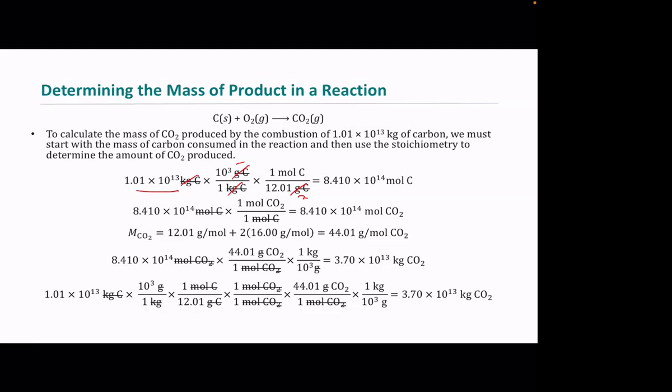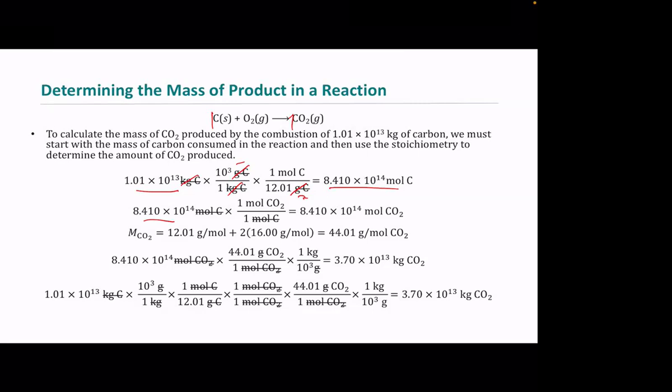Now we're going to do moles of A to moles of B. That number is just coming down here. I'm looking at my stoichiometry and saying 1 mole of CO2 for every 1 mole of carbon. Boom. That's moles of A to moles of B. It gives me moles of CO2.